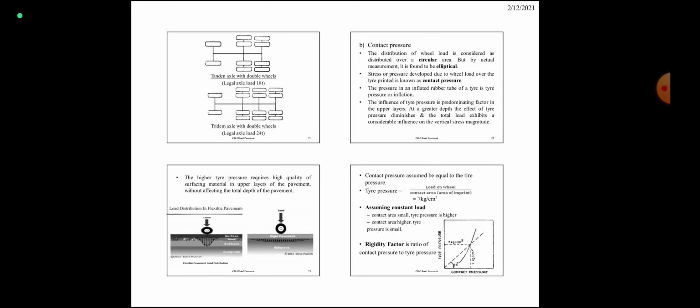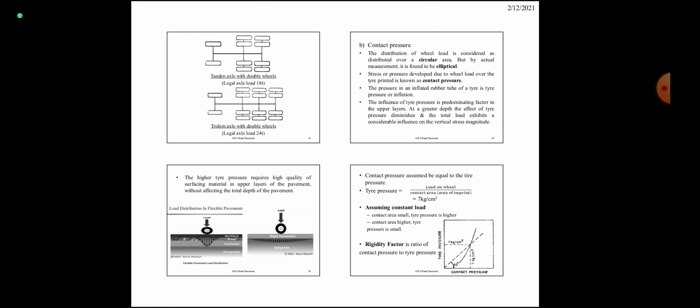The pressure in an inflated rubber tube of a tire is the tire pressure or inflation pressure. The influence of tire pressure is a predominating factor in the upper layers. At a greater depth, the effect of tire pressure diminishes and the total load exhibits a considerable influence on the particle stress magnitude.